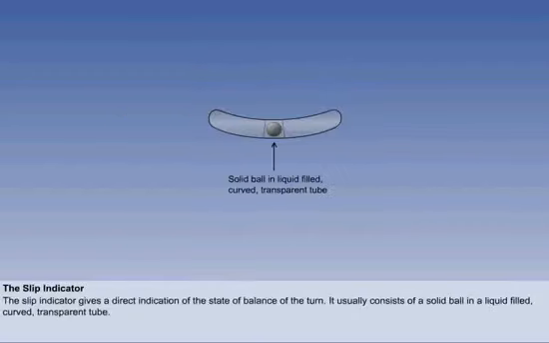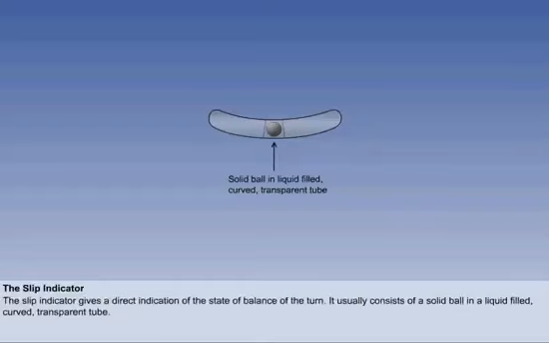A properly executed turn will be a balanced turn where the angle of bank is correct for the true airspeed and rate of turn. The slip indicator gives a direct indication of the state of balance of the turn. The most common version of the slip indicator consists of a solid ball in a liquid-filled, curved, transparent tube. The liquid in the tube damps out any unwanted oscillations of the ball.